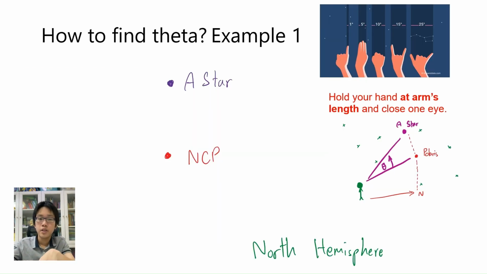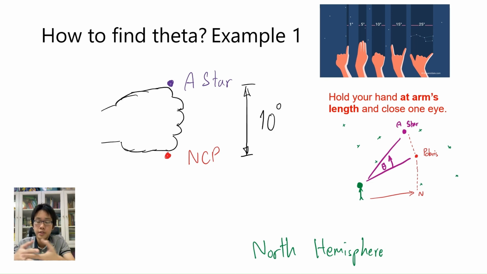So let's do our first example. There's a star just above, and the NCP is right down below the star. If that is our fist size, it's going to be 10 degrees, right? And this would be the declination.